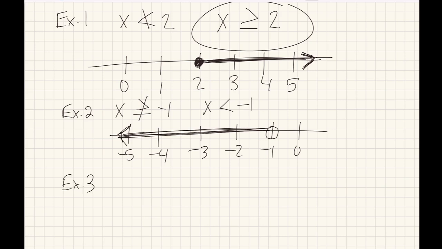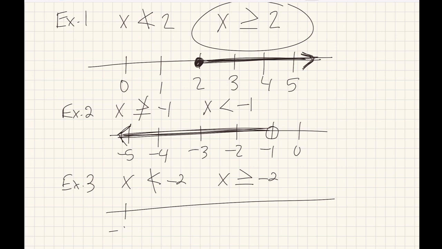All right, example number 3 states that x is not less than negative 2. If it is not less than negative 2, we know therefore x is greater than or equal to negative 2. So when we write out this graph, it's going to be a closed dot on that negative 2, and it is going to go off in the right direction, just like that. All right, so now that is the symbols of negation for inequalities. Good luck.